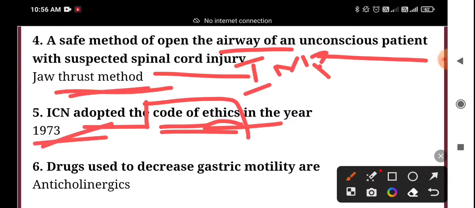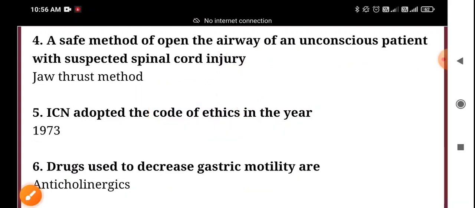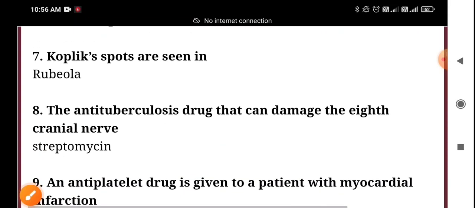So next question. Drugs used to decrease gastric motility. The drugs which are used to decrease gastric motility are anticholinergics. Anticholinergics are used to decrease the gastric motility.